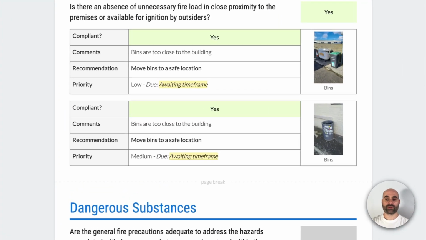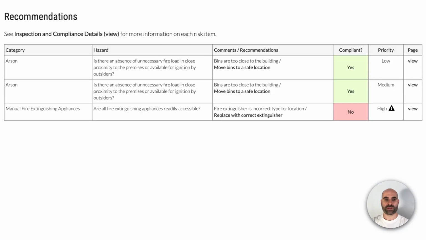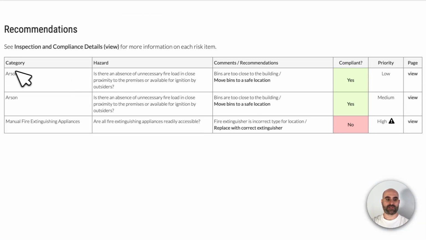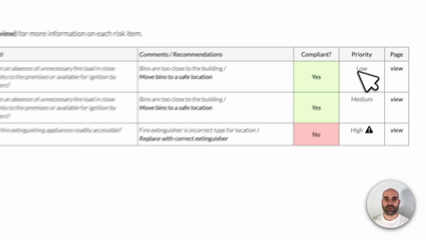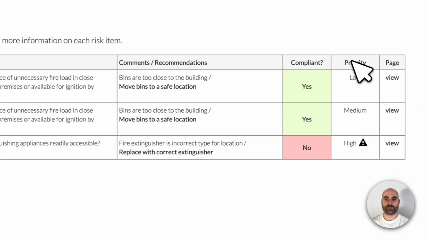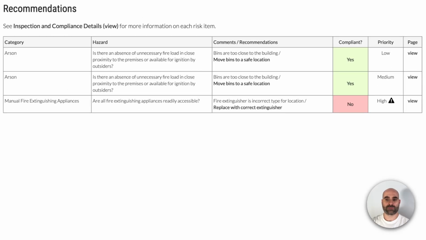Now one thing I didn't show you were the recommendations. So you can see here, this is a list of any recommendations with the category, hazard, and comments all shown in one place. You can also see the overall compliance status and the priority. Now let's go ahead and start resolving some of those errors.